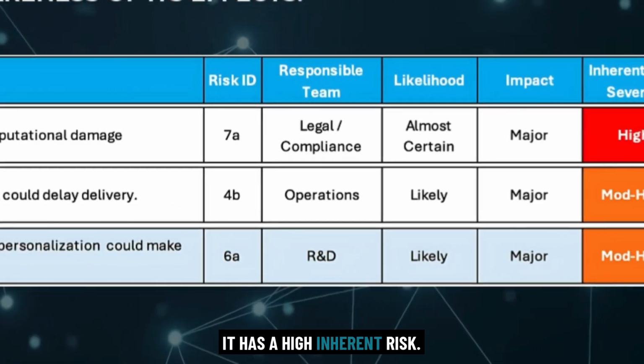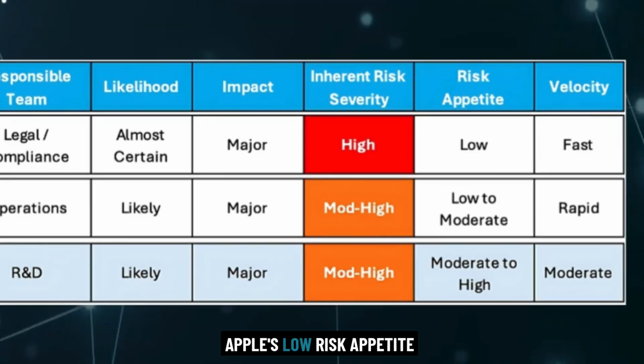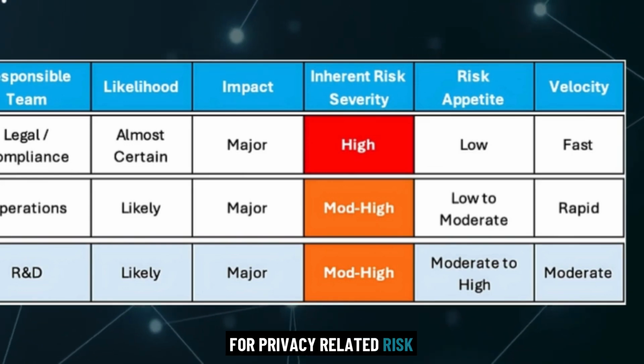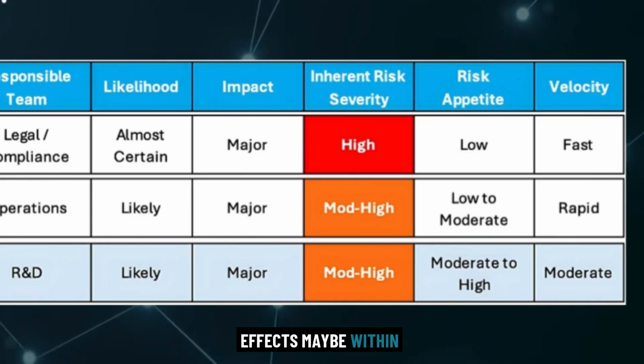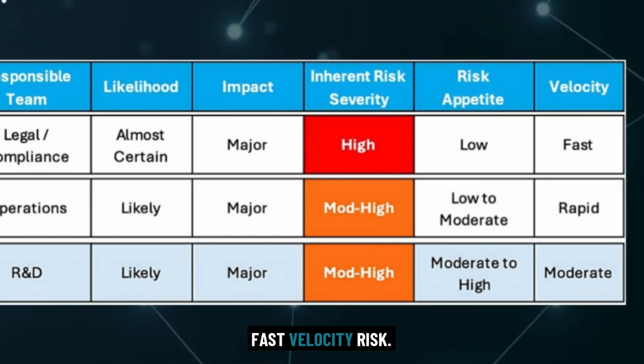And it's simple. It has a high inherent risk, it's misaligned with Apple's low risk appetite for privacy related risk, and it would show its effects maybe within a quarter. And this would make it a fast velocity risk.